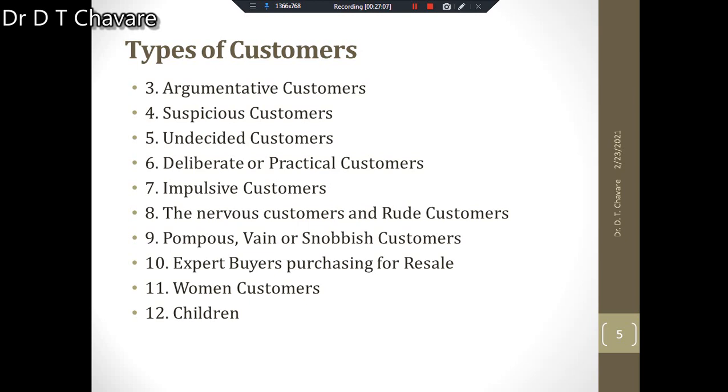Then export buyers purchasing for resale. Try to understand, export buyers purchasing for resale. Usually in industrial marketing, such buyers you can see. They are purchase managers of their companies. Such buyers are professional buyers, don't forget it. They have sufficient product knowledge. The salesman should provide facts and figures objectively. It means that the salesman should provide the facts, figures and information in an objective manner.